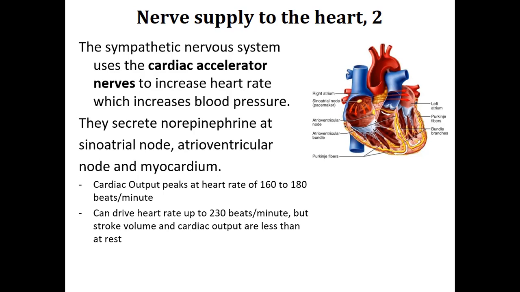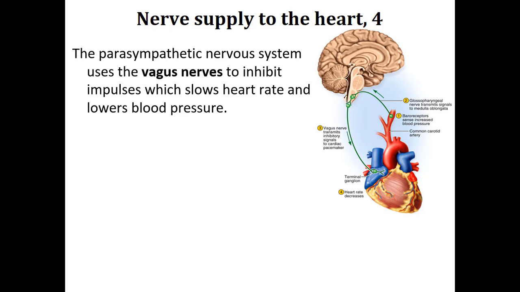So the cardiac output peaks when you are at like 160 to 180 beats per minute. If you go faster than that, you're not going to increase the cardiac output overall. Your stroke volume and your cardiac output are less than at rest even at that point. So it's not helping you to get higher than 180. So 160 to 180 is like your optimal cardiac output.